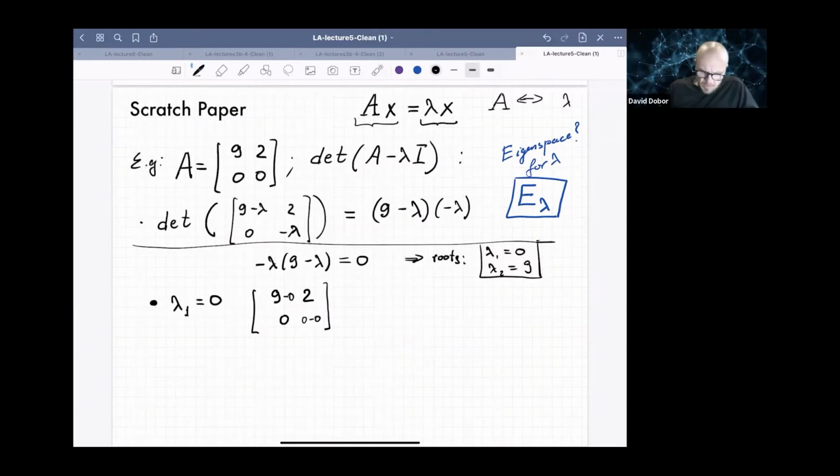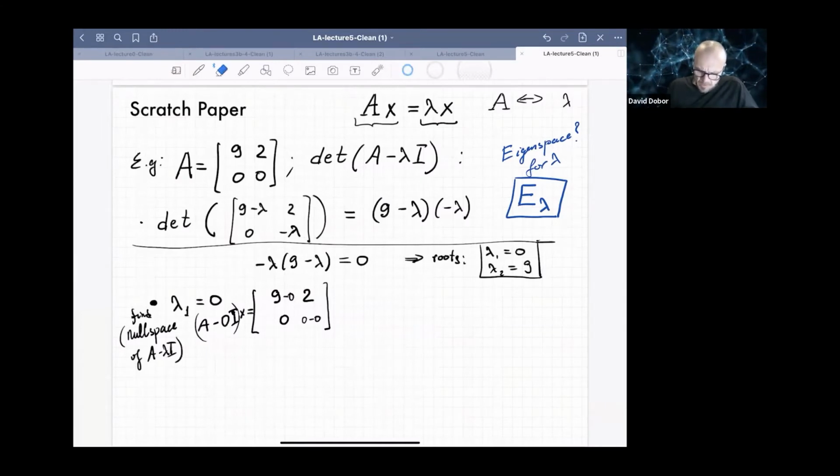Okay, so I wrote down A minus lambda times I as this matrix here. What I'm looking for is the null space of A minus lambda I. Lambda here is 0.